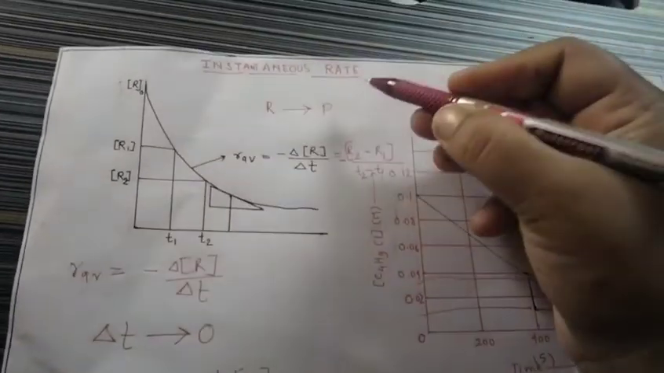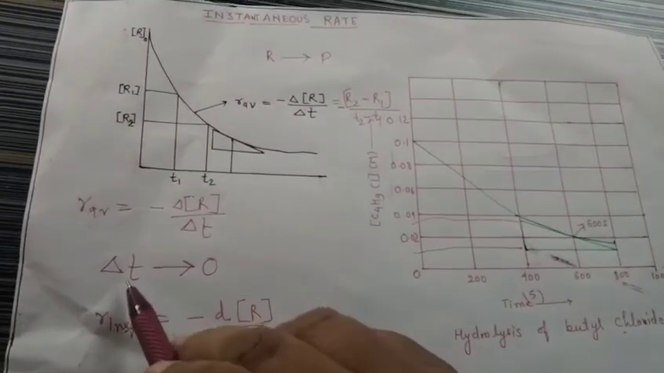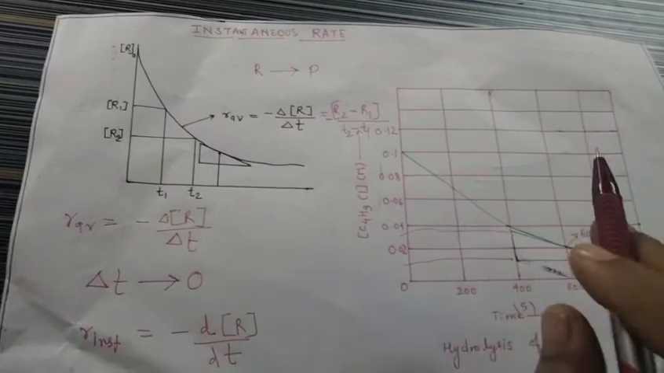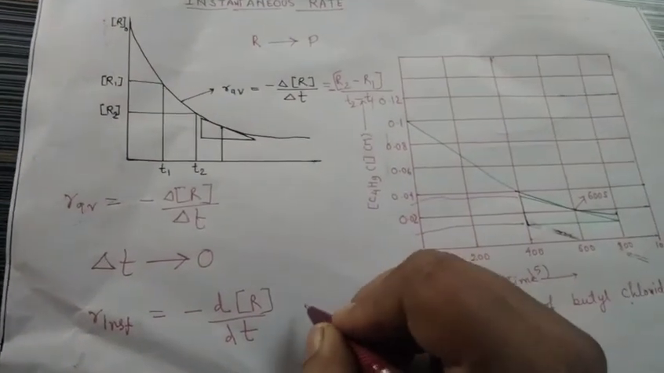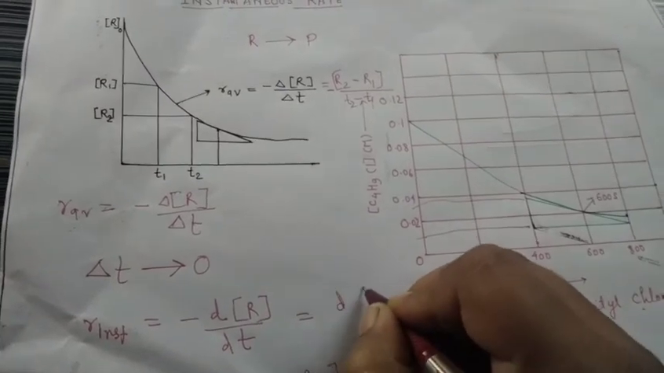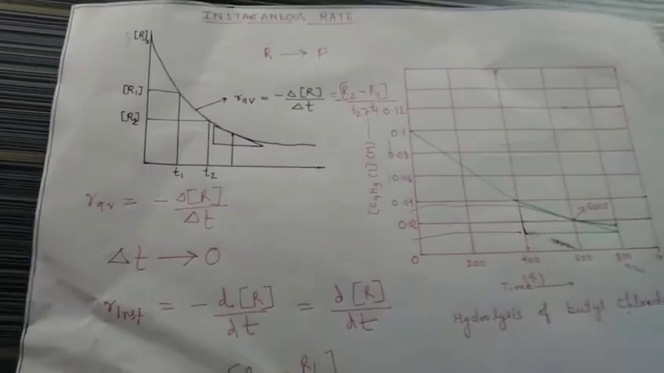So what is the instantaneous rate of reaction? The rate of reaction at a particular moment when del t approaches 0 is called the instantaneous rate of reaction, and we write it like this. And for a product, which increases, we write dR upon dt.